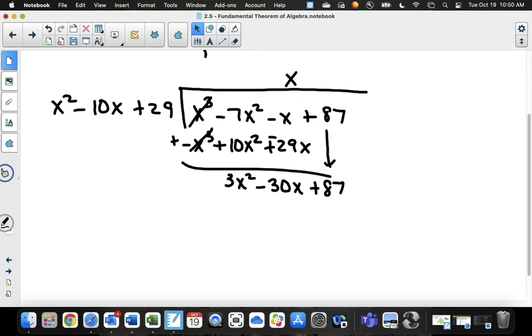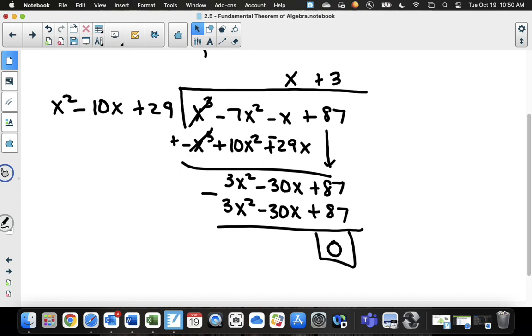And we go again. What's the next part of the quotient? X squared times what gives you 3x squared? 3. So plus 3. We multiply it through. We get 3x squared. We get minus 30x. We get plus 87. And when I subtract, I get a remainder of 0.